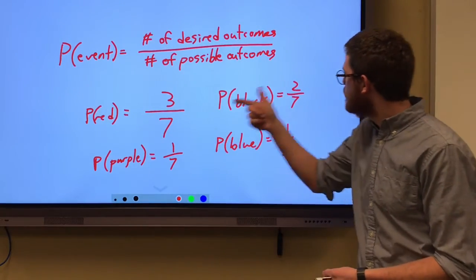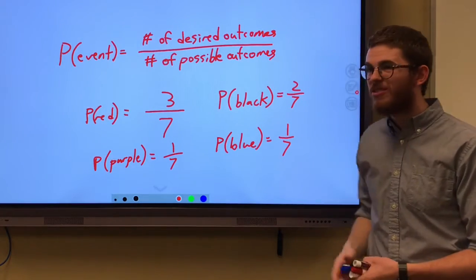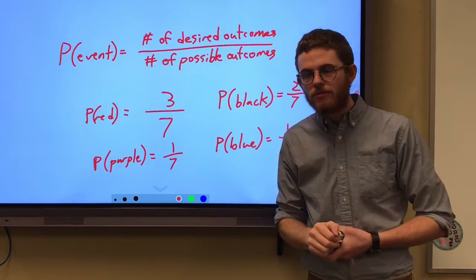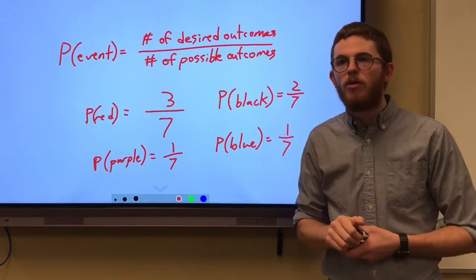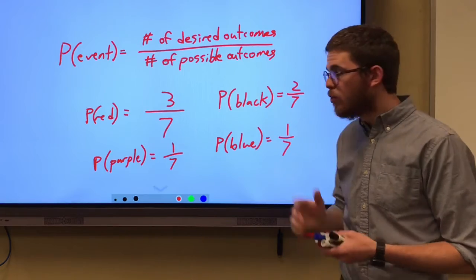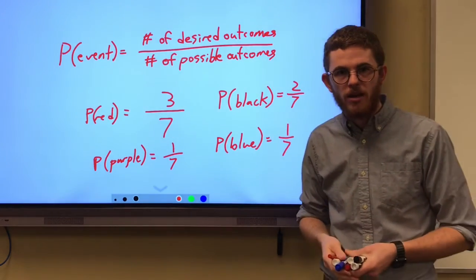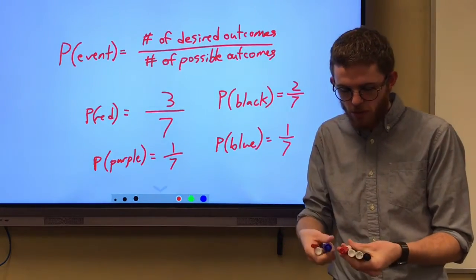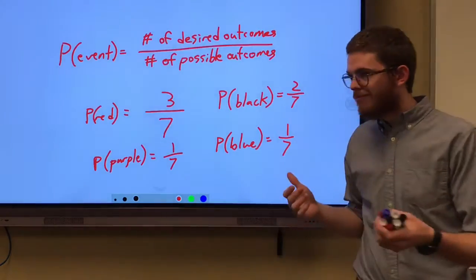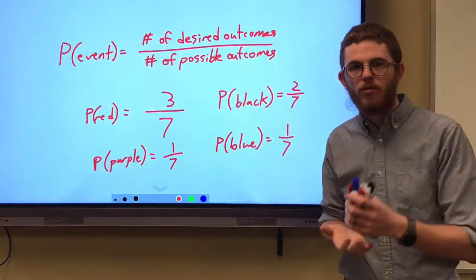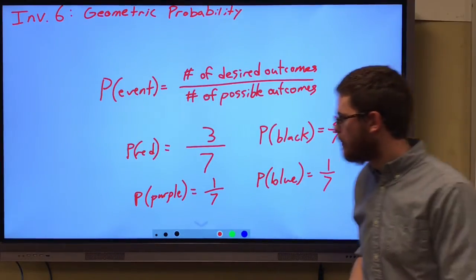Notice that 3/7 plus 2/7 plus 1/7 plus 1/7 adds up to be 1. The total of all the probabilities added up, all the possible events, is 1. That's 100%. Okay? There's nothing else that could happen. If you're going to choose a marker out of this bag, it's going to be one of these 7 markers.